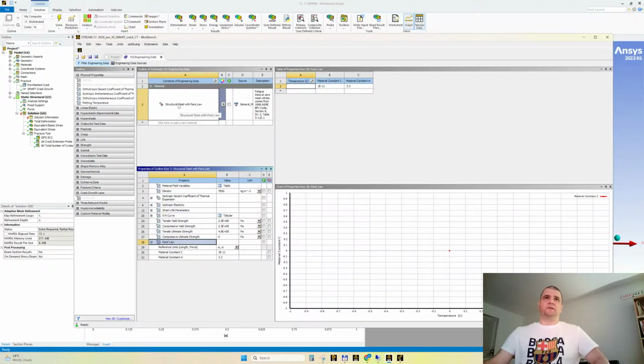So on top of the default structure steel, you just go for crack growth laws, and the only option is Paris law, okay?